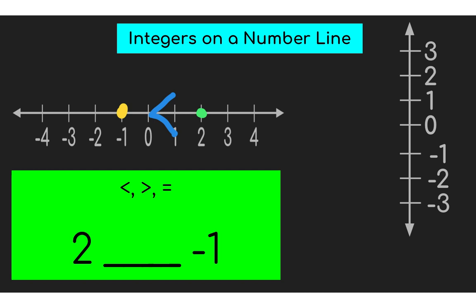So when I translate that down below, 2 is greater than -1. And if we look at the number line, it says the same thing. Now, it doesn't matter if it's top or bottom. I can still plot the 2 and the -1. And we can see that 2 is going to be, because it's higher on a vertical number line, the greater one.